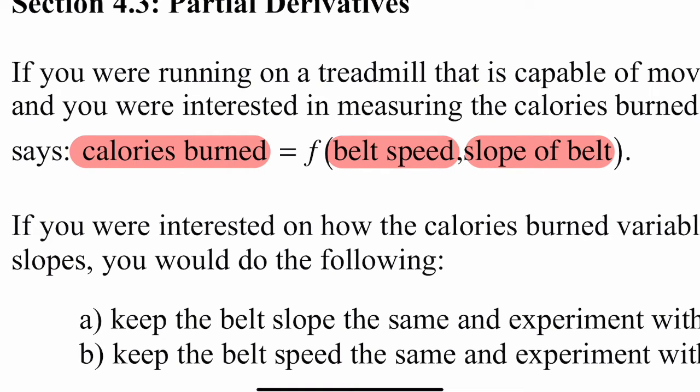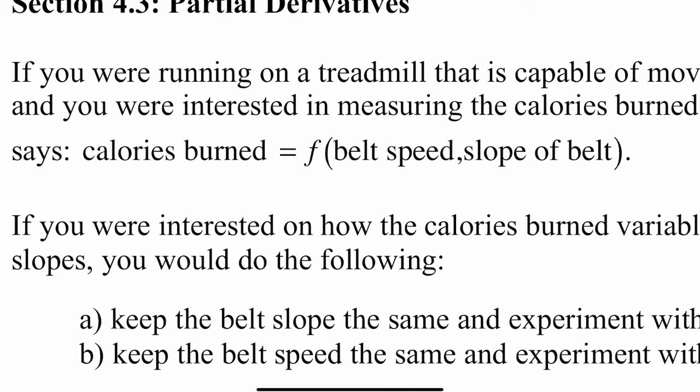In Calculus 1, you learned about derivatives, and you learned that the derivative is just a study of how one variable changes with respect to changes from another variable. When we have a multivariate function, your dependent variable depends on more than one independent variable. For example, we could study how calories burned changes with respect to just the belt speed. And one way to do that is we could keep the slope of the belt constant and then just change up the belt speed and measure the calories burned for different values of belt speed.